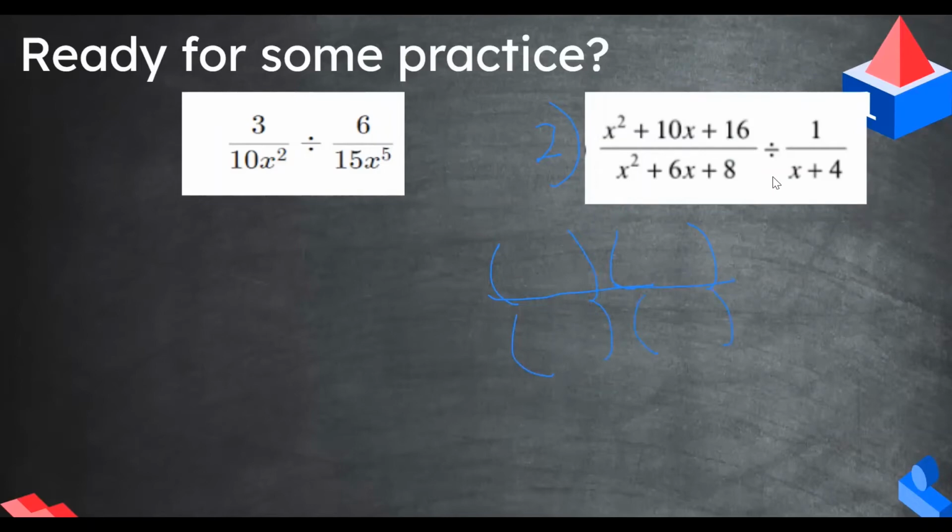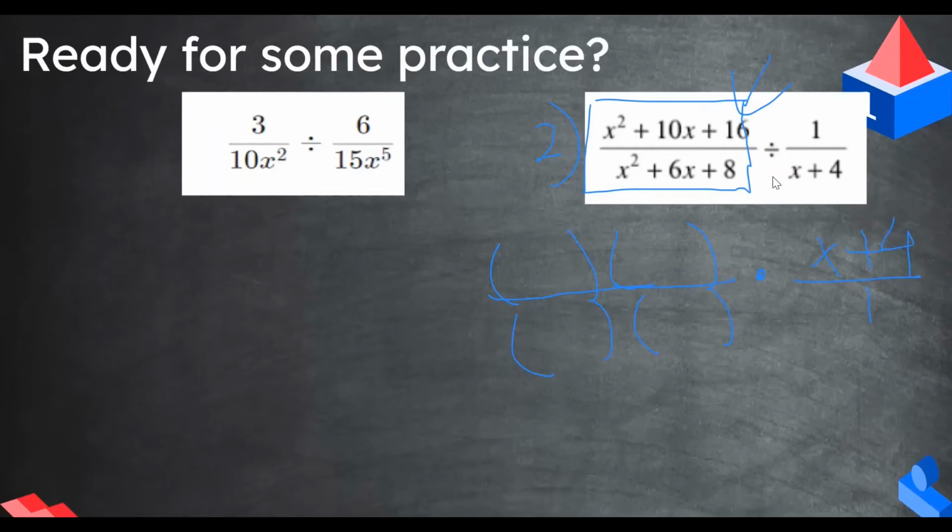Even before I do that, I should have changed my expression into a multiplication one. So I keep the first fraction. Whatever I have, I keep it like that. I'm just not going to rewrite it again. I change my sign into multiplication, and then I flip the other fraction. So x plus 4 goes at the bottom, and 1 comes at the top; x plus 4 goes at the top, and 1 comes at the bottom.